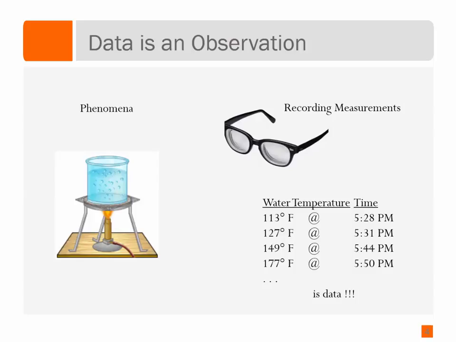So at different intervals, we might measure the water temperature. It's 113 degrees Fahrenheit at 5:28 p.m. 3 minutes later, it's 127 degrees Fahrenheit at 5:31 p.m. A few minutes later, it's 149 degrees Fahrenheit at 5:44 p.m. And then it's 177 degrees Fahrenheit at 5:50 p.m. So this is data. We are basically capturing measurements, and those measurements are data.